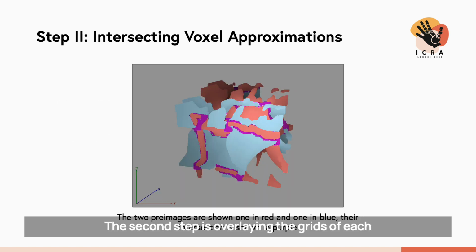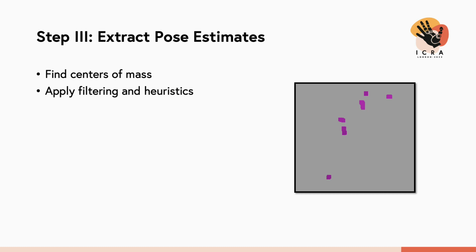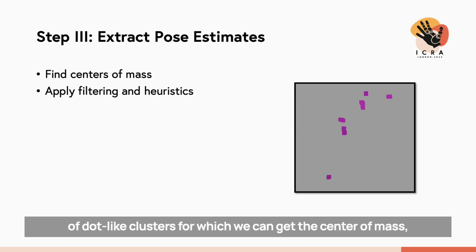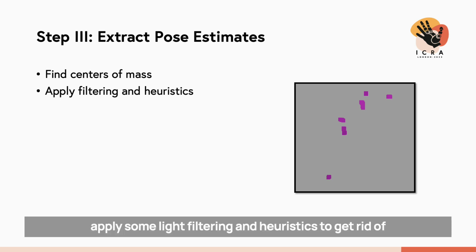The second step is overlaying the grids of each preimage on top of each other and keeping only the common voxels, hence intersecting the voxel approximations. Finally, if we have performed at least 3 distance measurements, our intersection is going to be a union of dot-like clusters, from which we can get the center of mass, apply some light filtering and heuristics to get rid of outliers, and extract pose estimations for the robot.